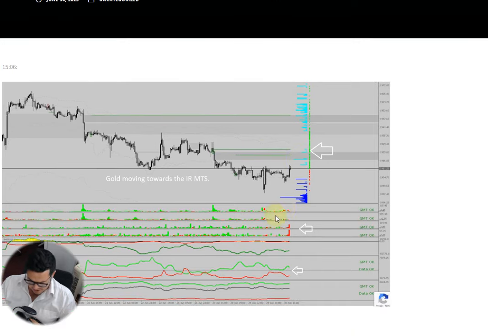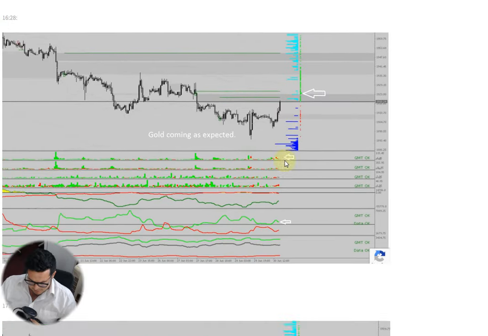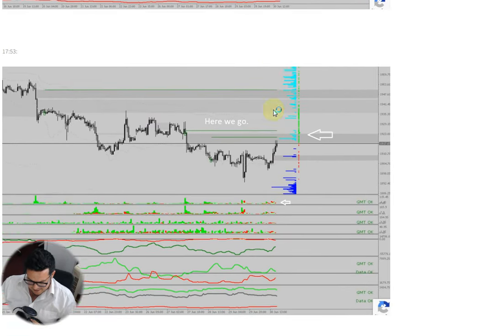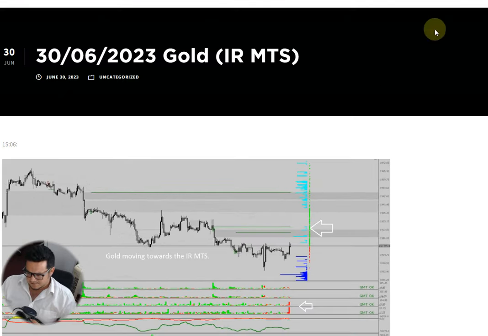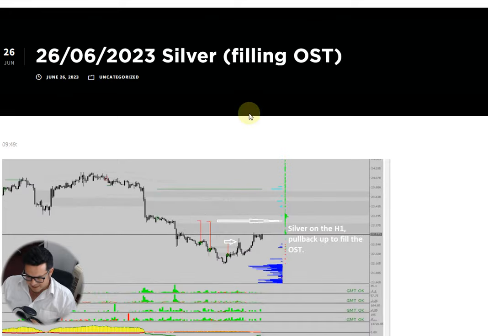Clear long trade. We have shorties coming in the market, two beautiful targets above the price, some short-term stops along the way. So I wrote at 6:03, gold moving towards the inner range medium-term stops. And guess what? Boom, boom, boom. Look at that. Beautiful long trade. Amazing. If you caught that, well done. Great prediction from me there.